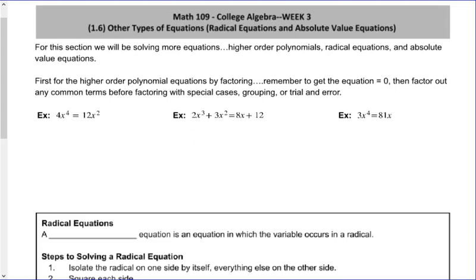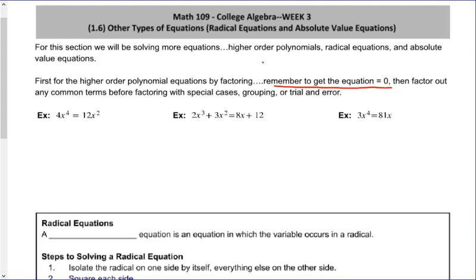Now I will tell you that first off, we need to remember to get our equation equal to 0. So I may want to underline this right here for you. And then factor out any common terms before factoring with special cases, grouping, or with trial and error. So let's look at this equation here.